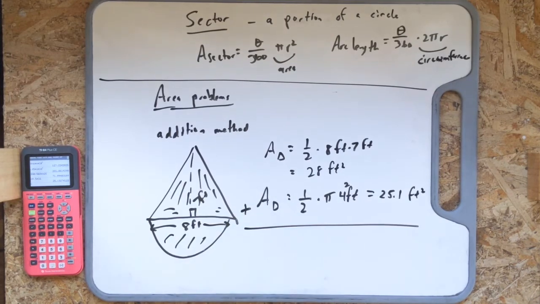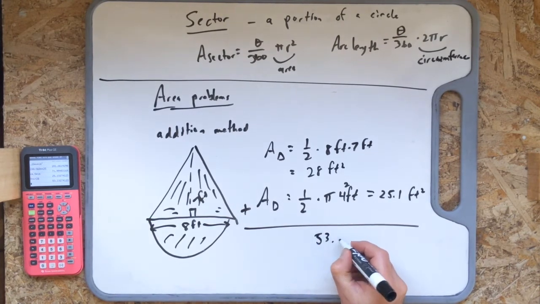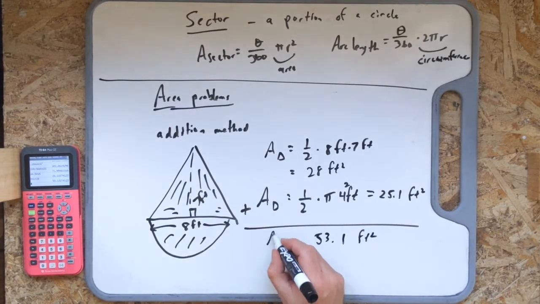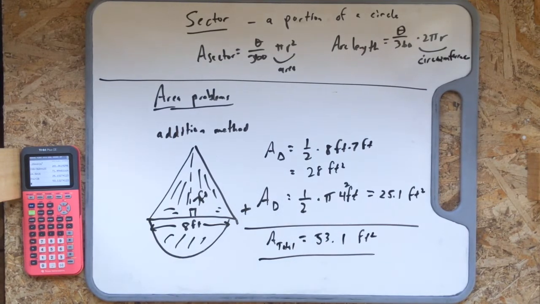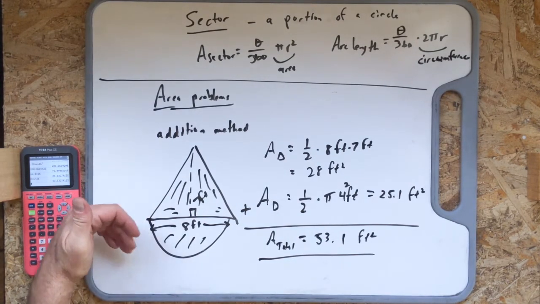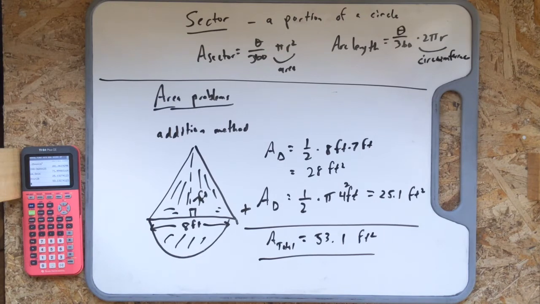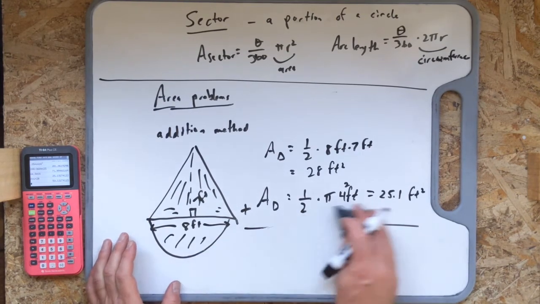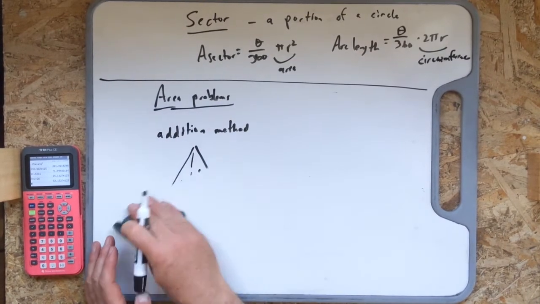Okay, then the area total, this is how the addition method gets its name. You add it. So you just take that 25.1 and you add it to 28. And that gives you 53.1 feet squared total for the entire upside down ice cream cone. So again, that's called the addition method. You break it into fundamental shapes, which we can find the area of, and then you add them up. Okay, now I'm going to show you the subtraction method.